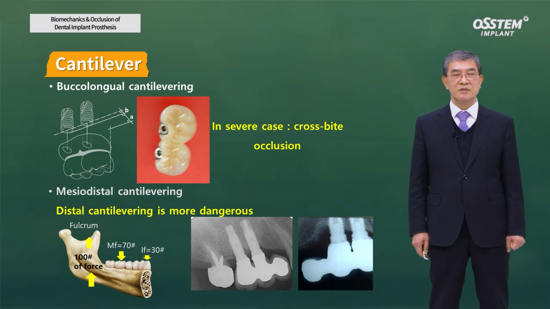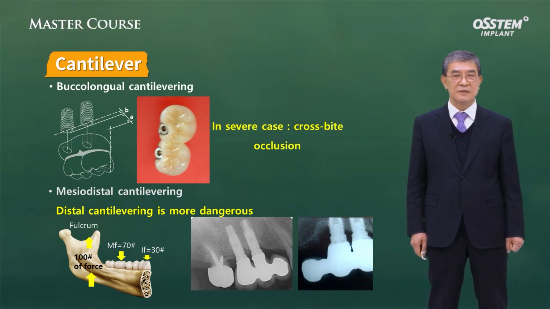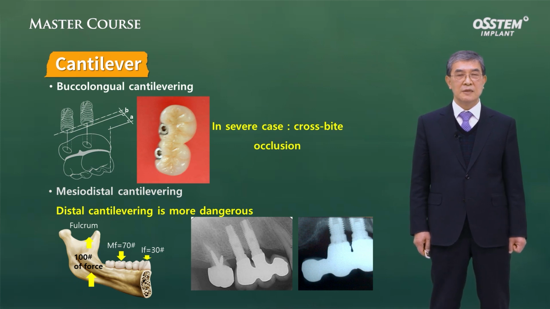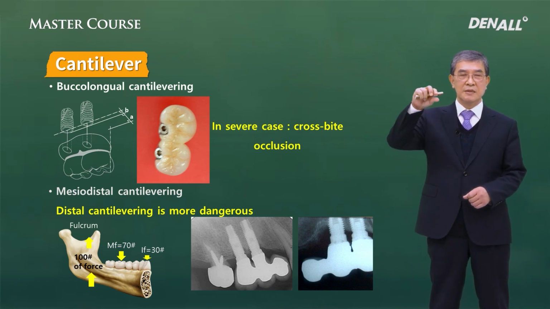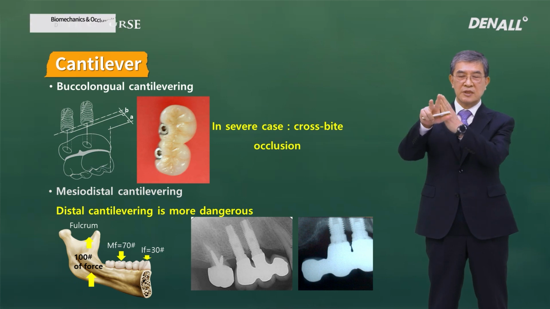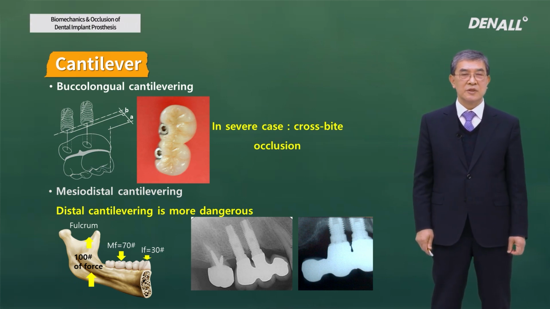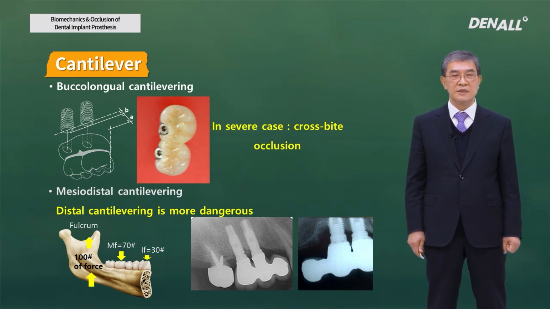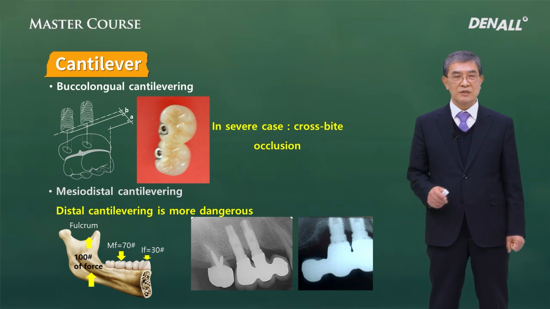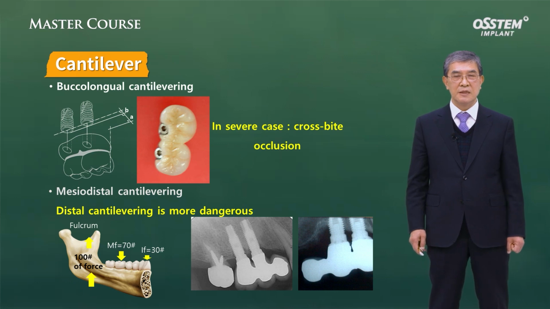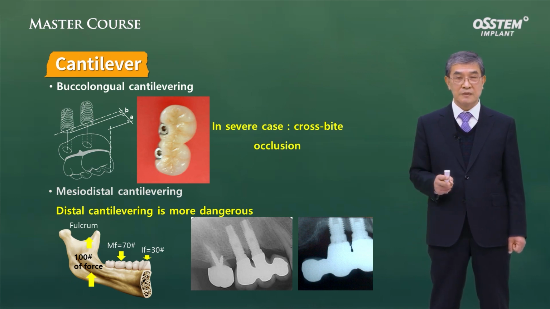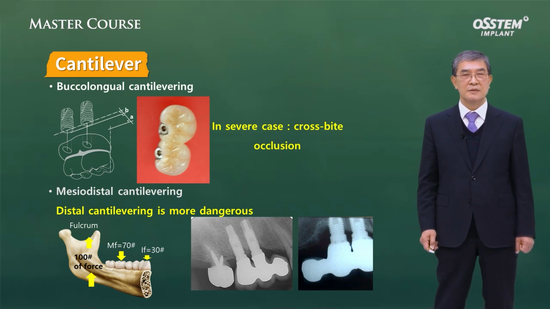There's also mesiodistal cantilevering. In this case, it will be better if 3 implants could be placed, but at times you only need to place in one place and need to do cantilever. If you look at the cantilever design in the lower, when there's mandibular movement, masseter muscle is towards the back. If you look at the figures, it is 100 in the ramus area and 70 in the molar area, and in the anterior area it is 30. The more distal you go, in other words, the more force is concentrated. When you do mesiodistal cantilevering, you need to avoid doing distal cantilevering. As shown on the X-ray, it is better to do mesial cantilevering.